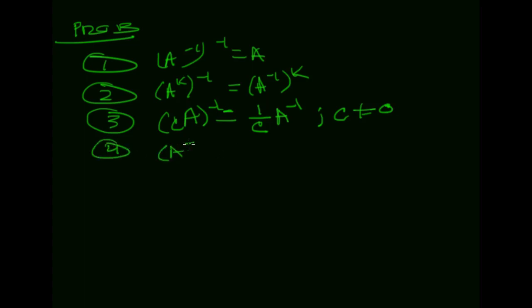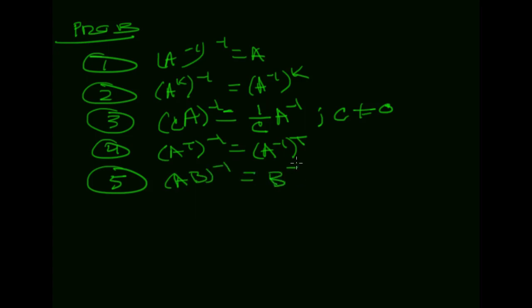Okay, number 4. A transpose inverse is the same as A inverse transpose. That's kind of nice. And number 5, just like the transpose, if I take the inverse of a product, you have to change their direction. That's going to be B inverse times A inverse. And remember, they're not commutative, so that's not the same as A inverse times B inverse.